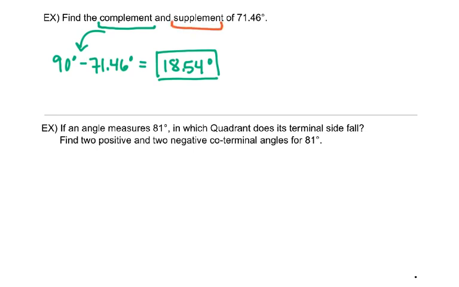So that is the angle which complements 71.46. And the supplement, that's the angle that causes it to add up to 180. So we would say 180 minus 71.46, both in degrees. And subtracting that, that leaves me with 108.54. So this is a strategy that you may need to use throughout the semester.